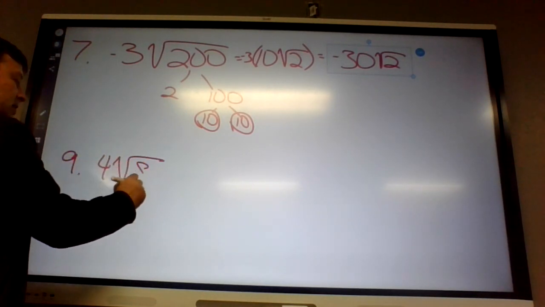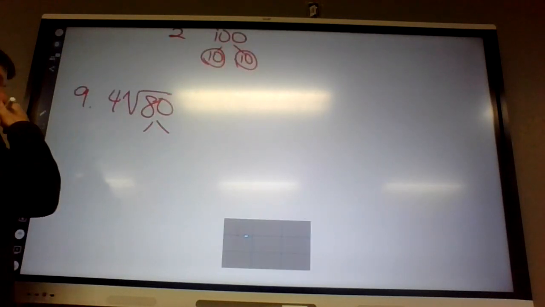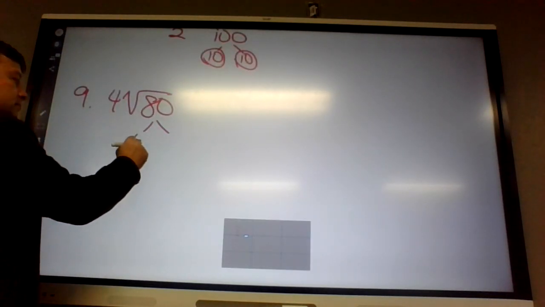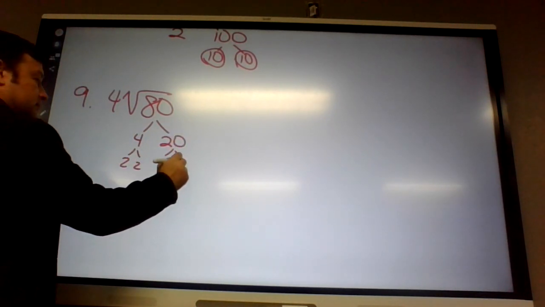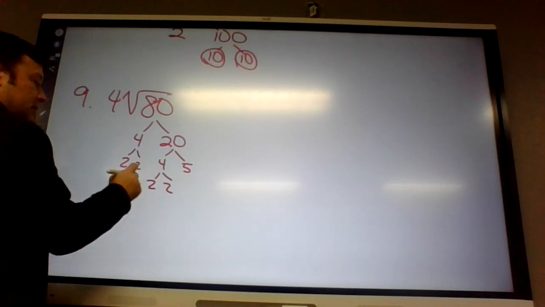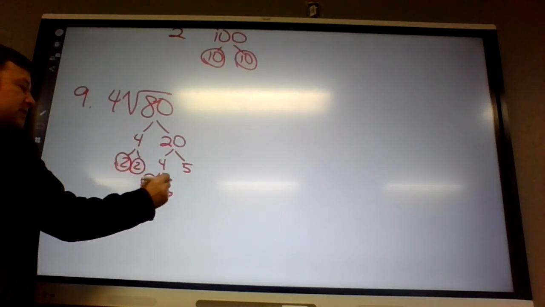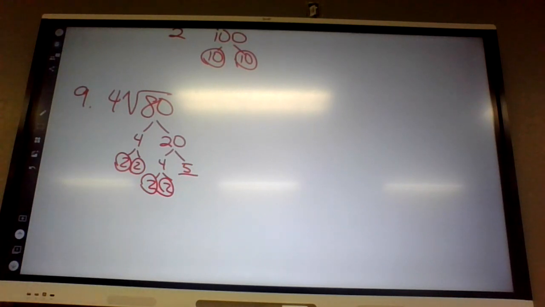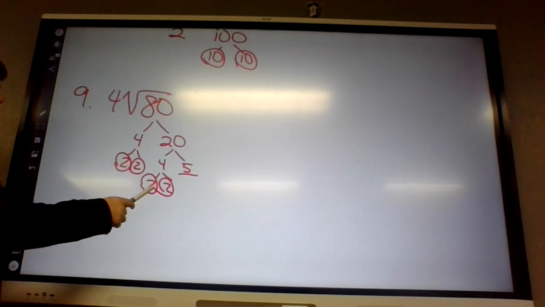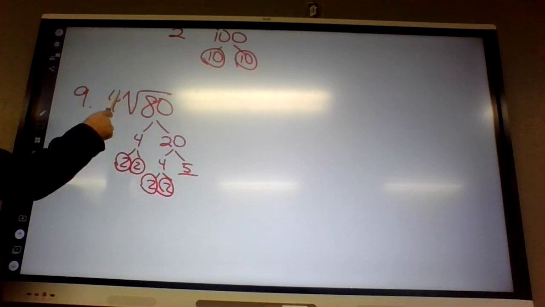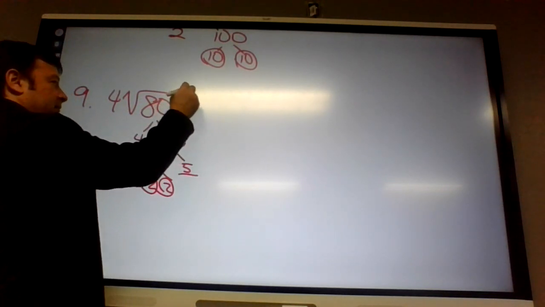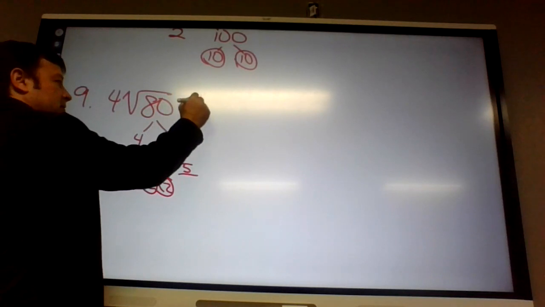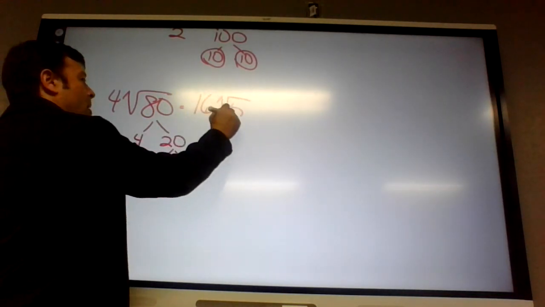What goes into 80? 2, 4. So what's going to come out? 4 square root of 5. 2 and 2 comes out 4 square root of 5, but there's a 4 in front. So what's 4 times 4? 16. 16 square root of 5.